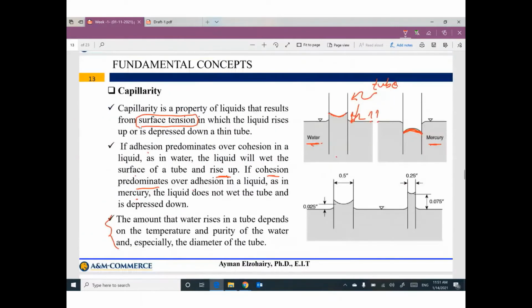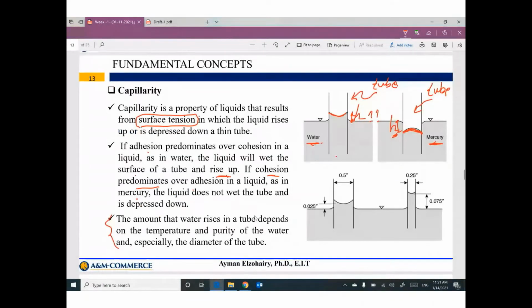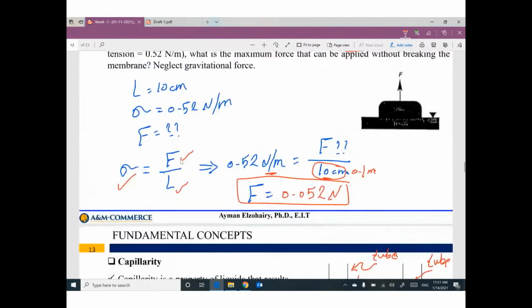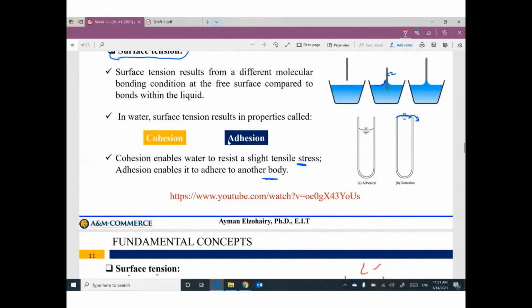Also, if you have a different fluid like mercury, we can expect a drop in the liquid inside the tube. This drop H can also be figured out using this equation, H equals 4 sigma cosine beta divided by gamma D. So this phenomenon is related to surface tension. To remind you just a little bit, what is the difference between cohesion and adhesion?